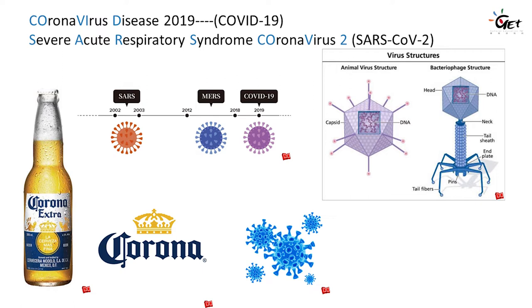Okay, so when we're talking about corona, we will think about a beer, right? Maybe somebody who doesn't drink beer won't, but for me, yes, I drink beer. So the first time I heard its name, corona, I thought about a beer. And here's the label, you can see it's like a crown. Actually, the word corona means crown. And you can see the shape of this virus is also like a crown. So they were named by the shape.